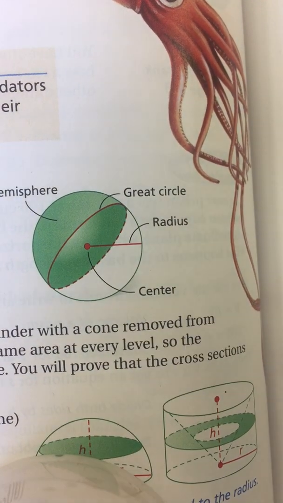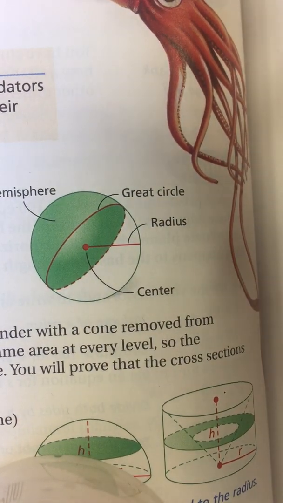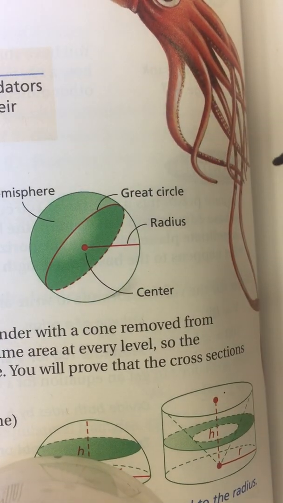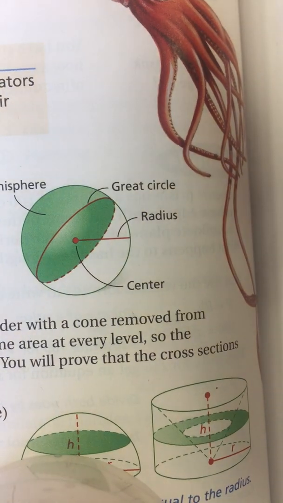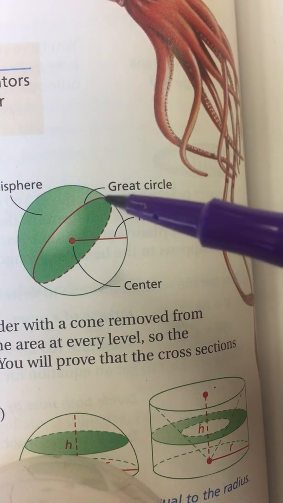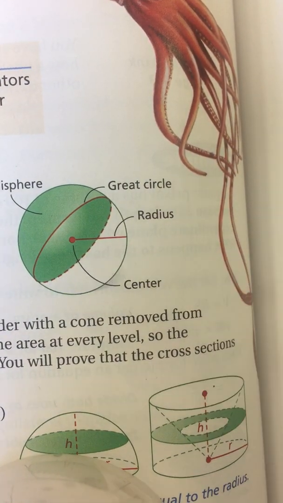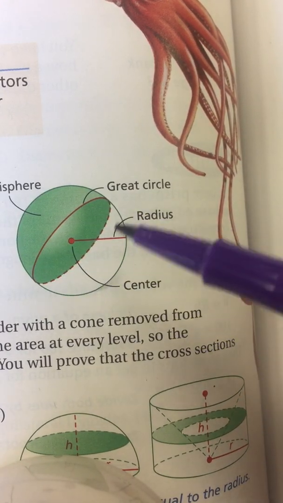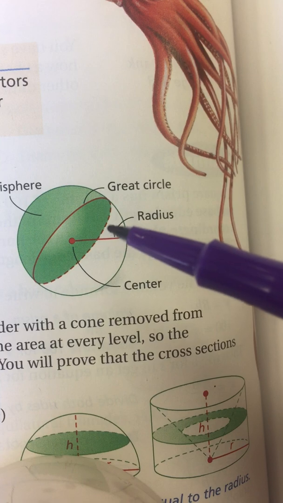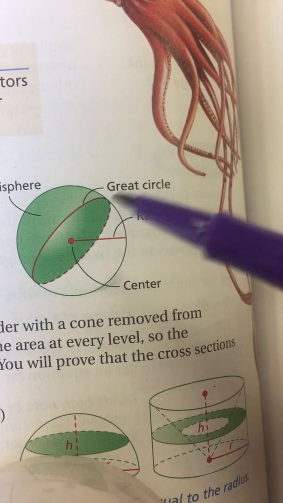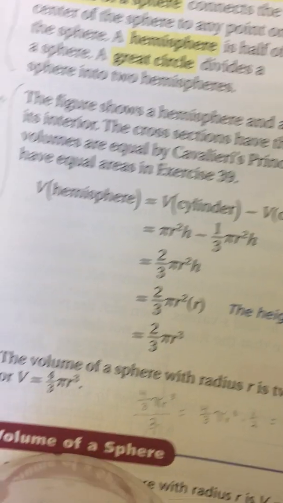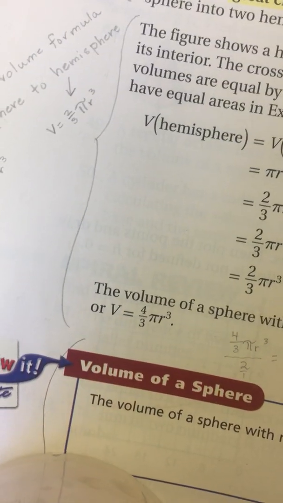The hemisphere would be half the sphere, so that would be if all you could see here was the green and the other half didn't exist. And the great circle is the circle going around the middle of the sphere, and it is literally just a one-dimensional circle and separates the sphere into two halves. So, sorry about the background noise for just a minute.